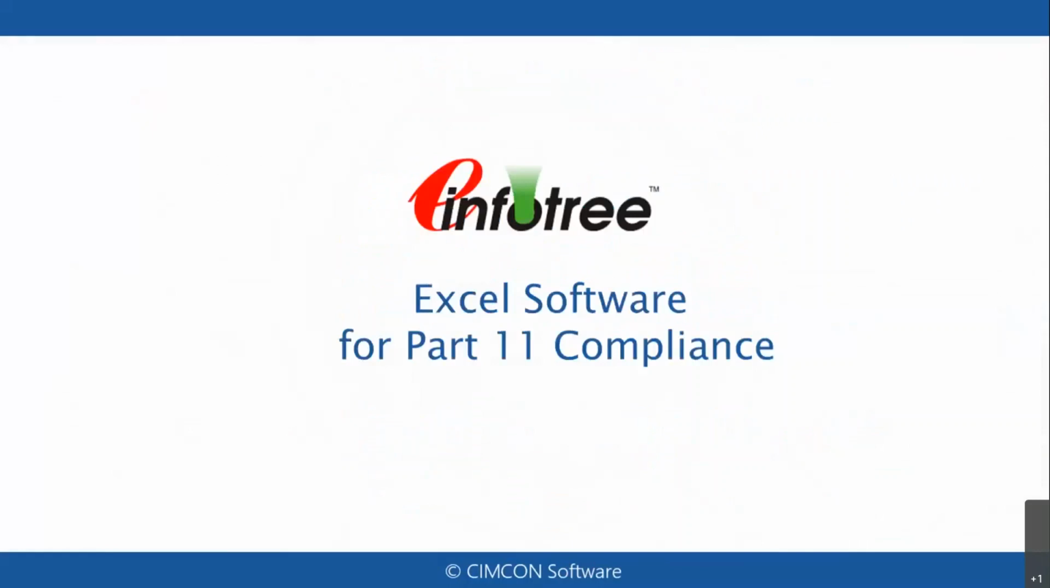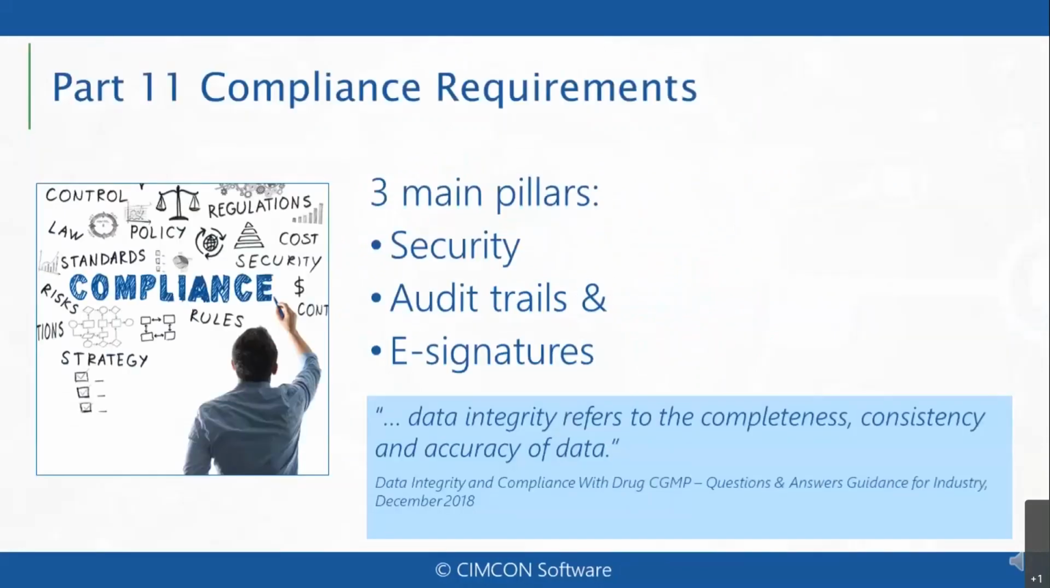So let's talk a little bit about eInfotree Excel software for Part 11 compliance. There are three main pillars when it comes to Part 11. Those are security, audit trail, and e-signatures. You'll see in some of the slides a blue panel. These are direct lifts from the FDA Data Integrity Guidance Update in 2018.